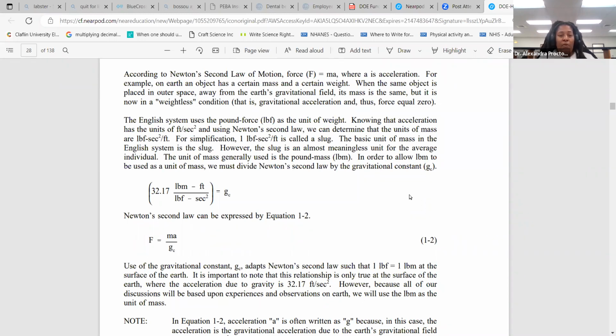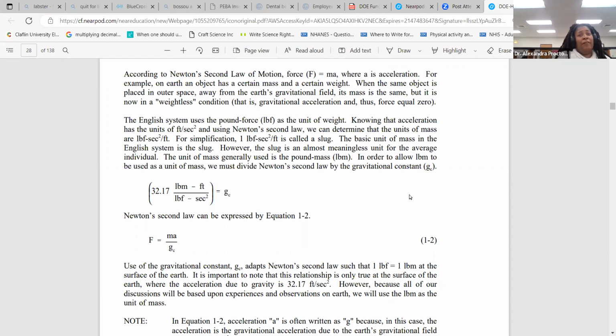Okay, so I gave you the constant 32.17 pound mass foot per pound force second squared, and I said that's gc, or the gravitational constant. So we can substitute that in Newton's law. So that would be the force is equal to mass times acceleration divided by this gravitational constant.